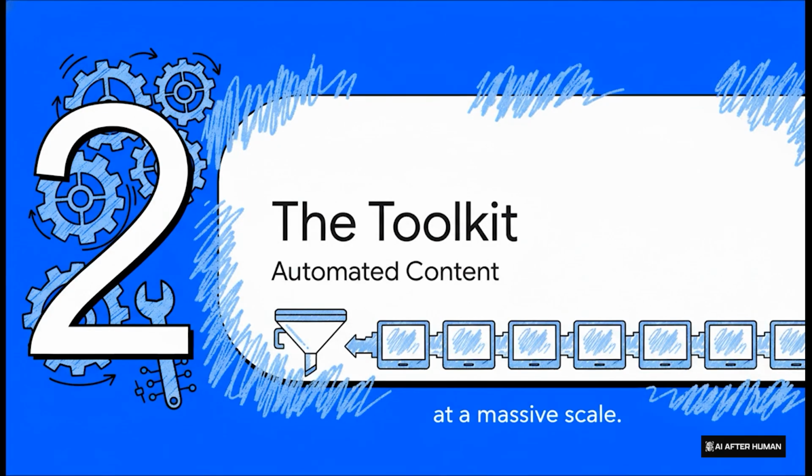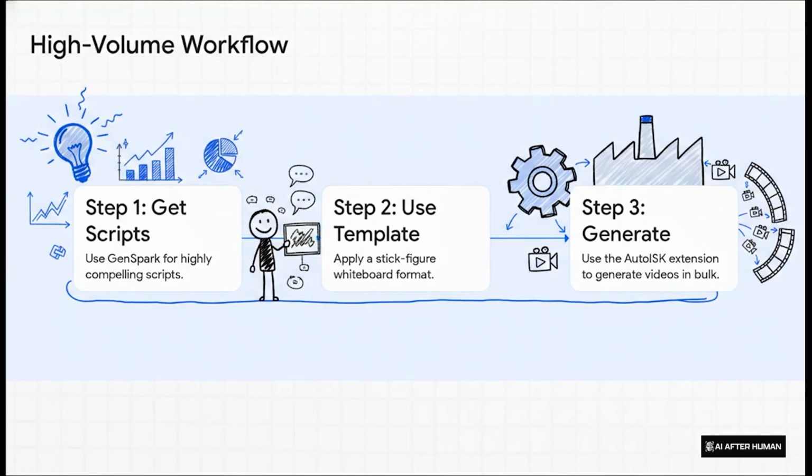So if cloning success is the what, then the toolkit is the how. And this is where automation and efficiency really kick into high gear, letting people create content on a massive scale. The whole workflow is basically just 3 steps. First, you use a tool like GenSpark, which sounds like some kind of AI writer, to pump out compelling scripts on topics that are already trending. Second, you apply that signature stick figure whiteboard template to give it that distinct look. And third, you use an extension, something called AutoISC, that automates the whole video creation process so you can generate these things in bulk. The entire system is just designed for speed and volume.